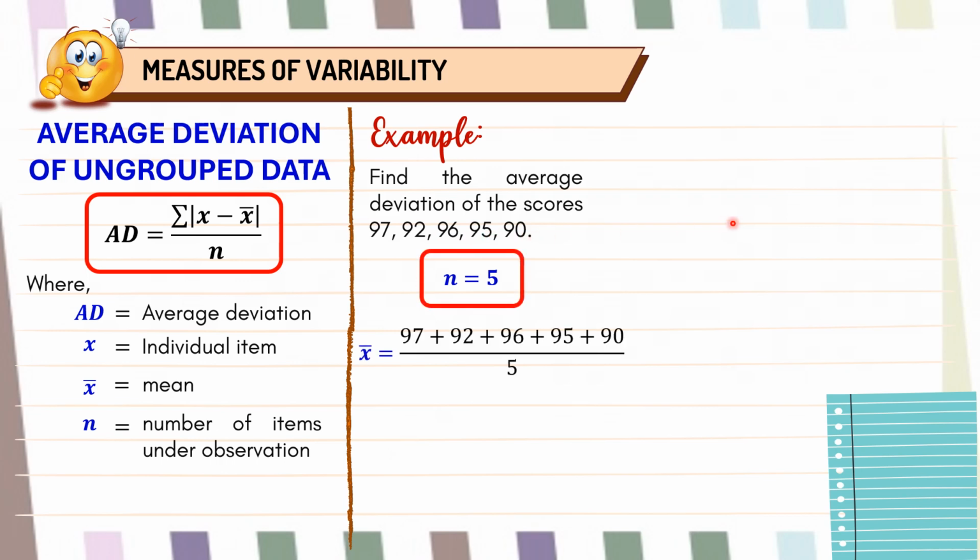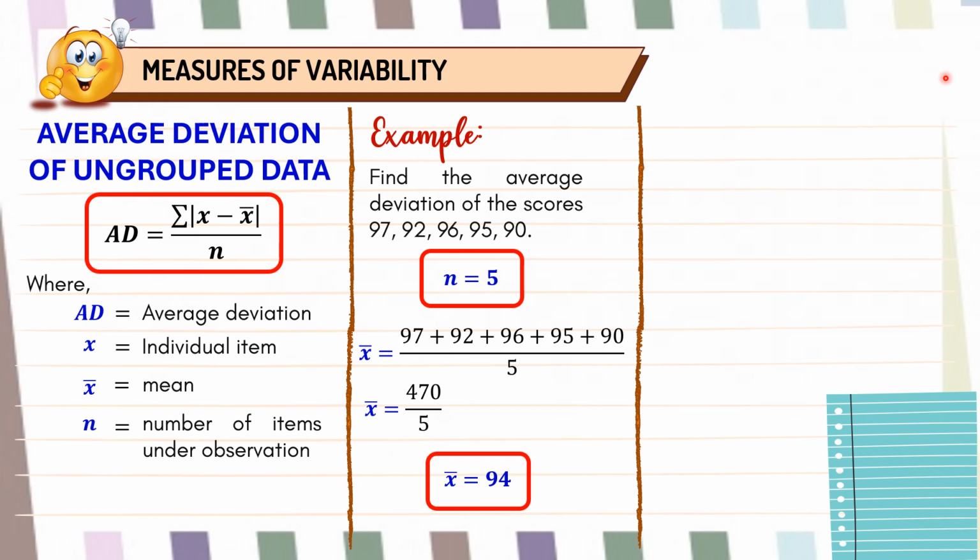Next we need to solve for the mean. Again, the mean is the average of all the scores. So 97 plus 92 plus 96 plus 95 plus 90, divided by 5. Since 97 plus 92 plus 96 plus 95 plus 90 is equal to 470, and 470 divided by 5 is 94, our mean is 94.